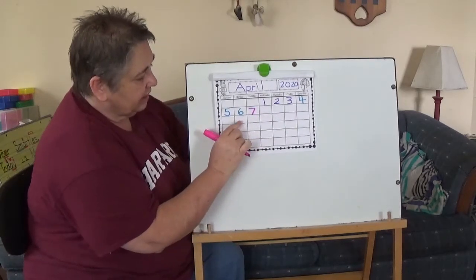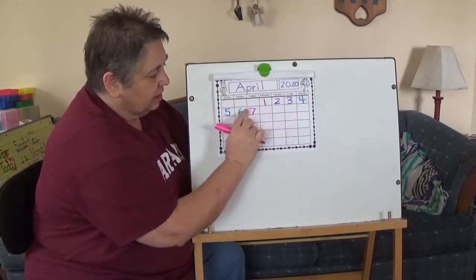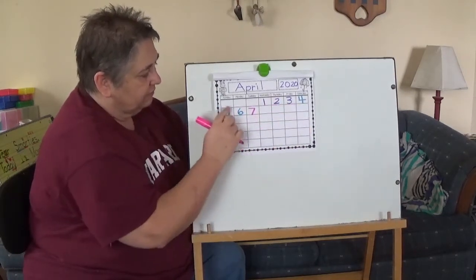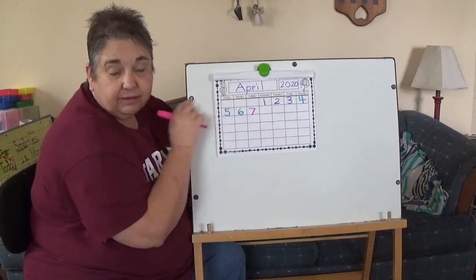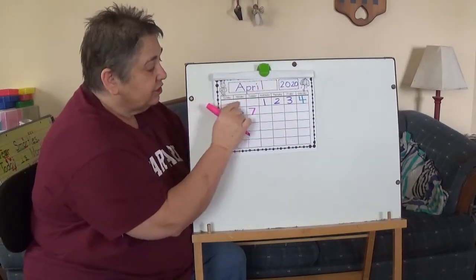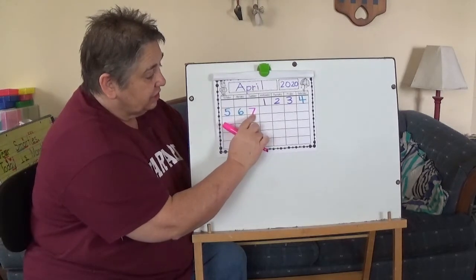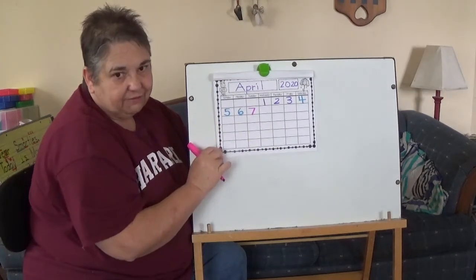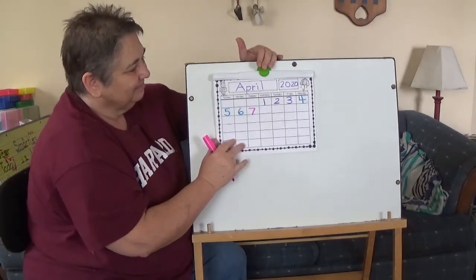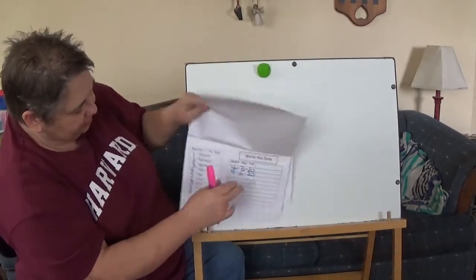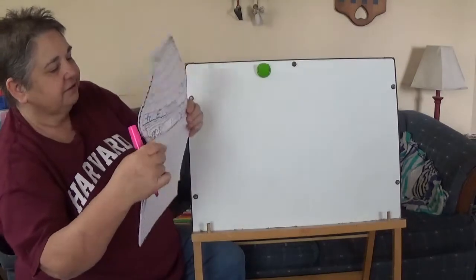So your calendar should look like this all the way through. Remember, when you go from the 4 to the 5, to leave that blank space right there. Otherwise, you're going to run into the number 1. So we should have through 7. You need to skip the next page and go to write the date.